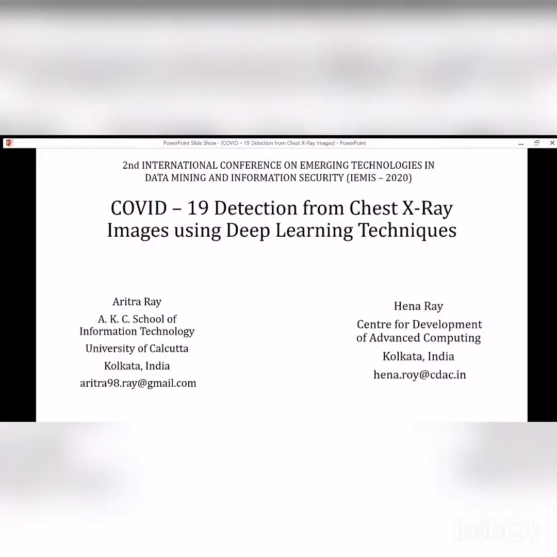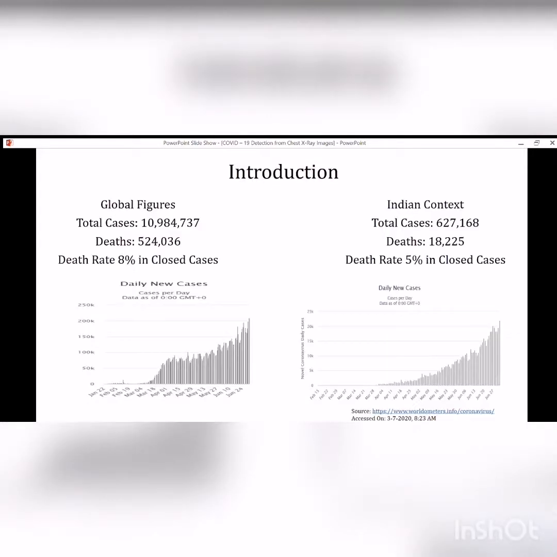We are going to present our paper, COVID-19 detection from chest X-ray images using deep learning techniques. You all are very much aware of the threat looming over us, both globally and in the Indian context, from the pandemic. Here are some figures that were accessed today.